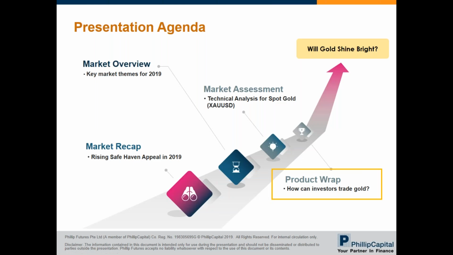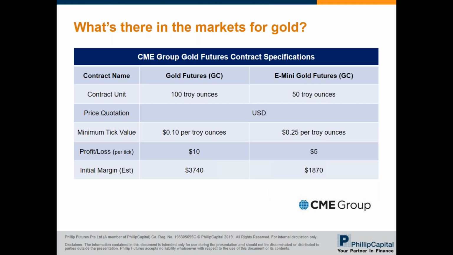Okay, so how can investors actually trade gold? What's there in the markets for gold? Just as an example, as Phillip Futures, we are a brokerage. We offer gold futures from CME Group. Each unit is 100 troy ounces, mini is 50, both denominated in USD. Tick value is 10 cents, and profit and loss is $10 per tick.